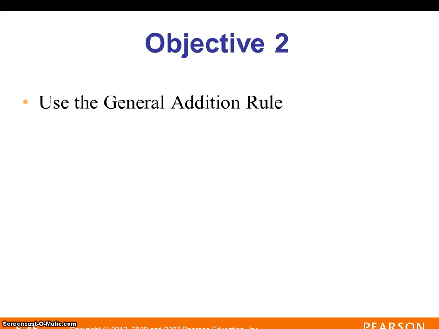Objective 2 here has to do with the general addition rule.